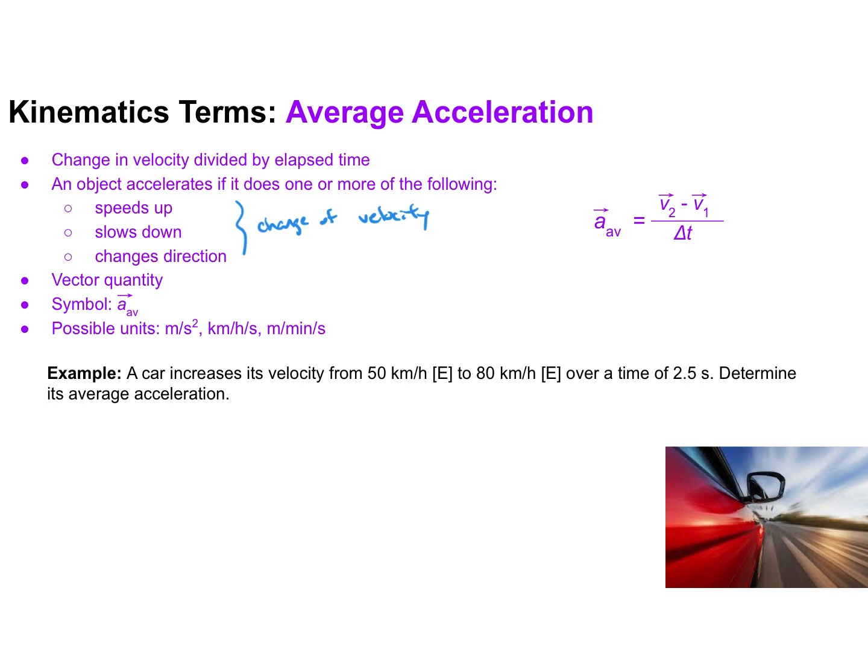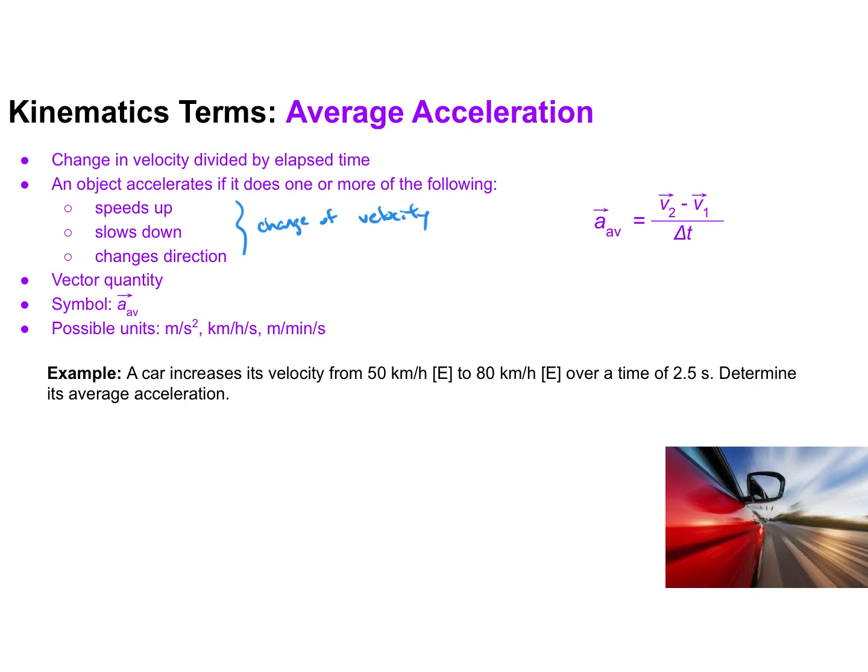Acceleration is a vector quantity, so it needs a direction. The symbol is A with the harpoon above it, and the subscript AV represents average. Now, possible units: you may probably have heard of meters per second squared. That is the standard one, the most common one. Other ones could include kilometers per hour per second or meters per minute per second.